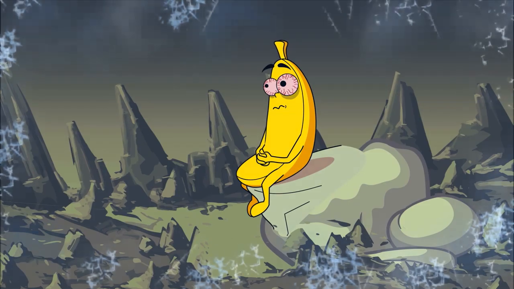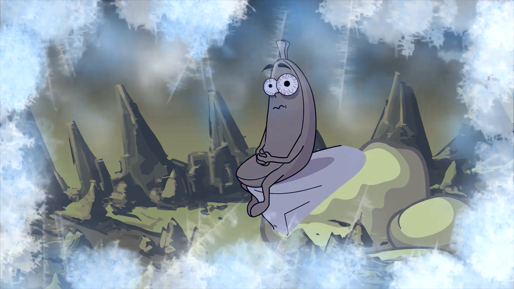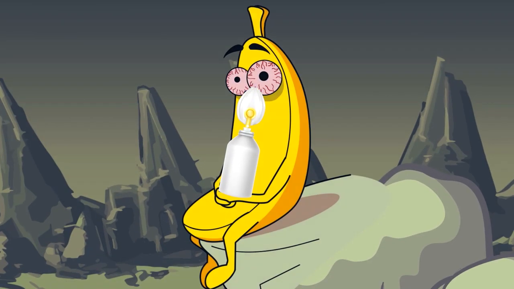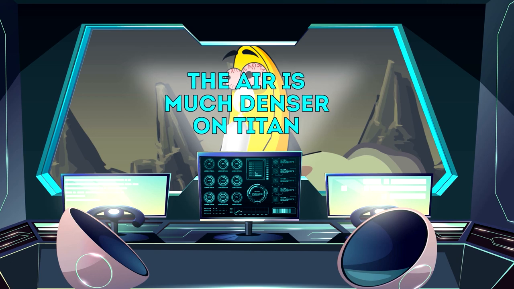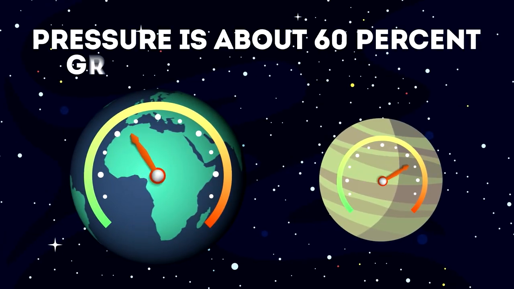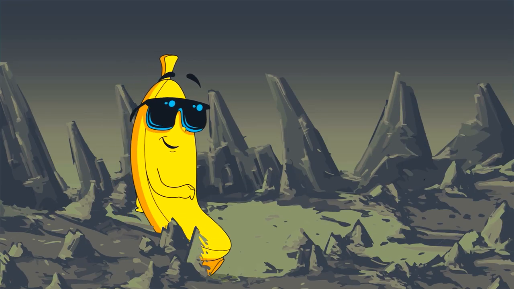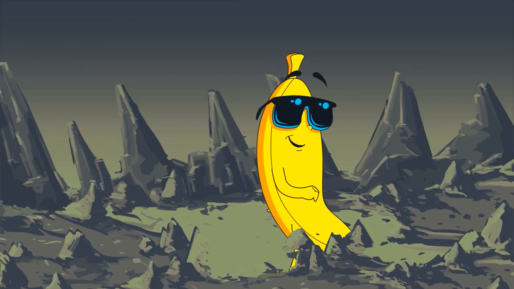But you need to wear something anyway, because the temperature, negative 180 degrees centigrade, is no joke. You'll need an oxygen mask at least. Not so bad news is that the air is much denser on Titan. Titan's atmospheric pressure is about 60% greater than the Earth's. So walking on Titan would be roughly the same as walking on the bottom of a swimming pool. If you didn't try that, oh, you missed out on a lot.